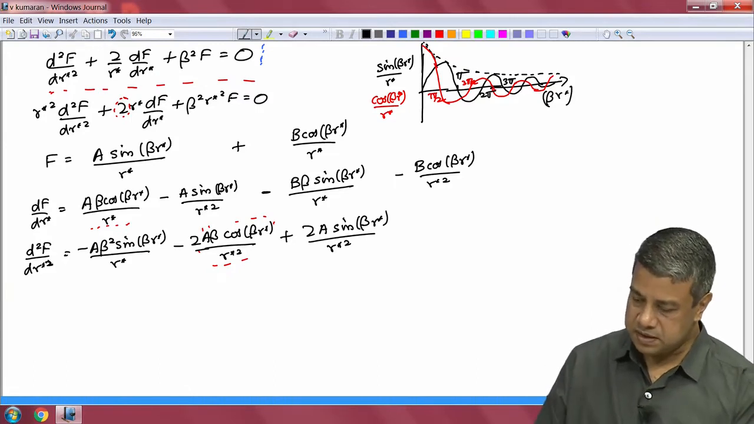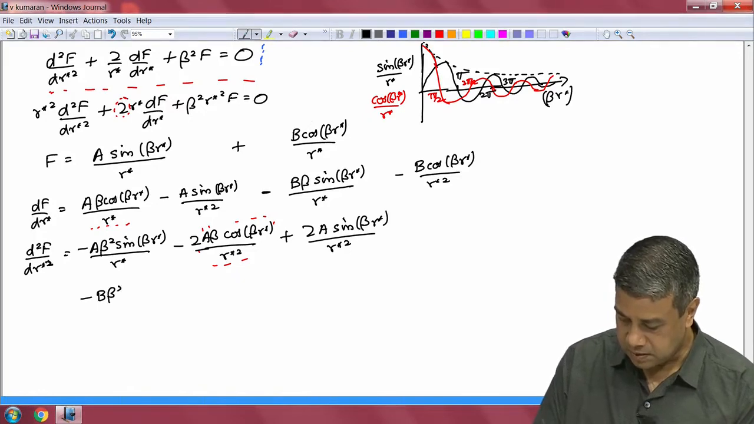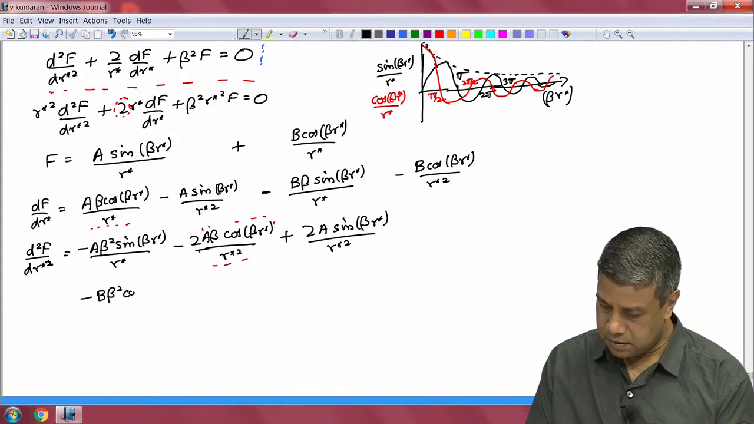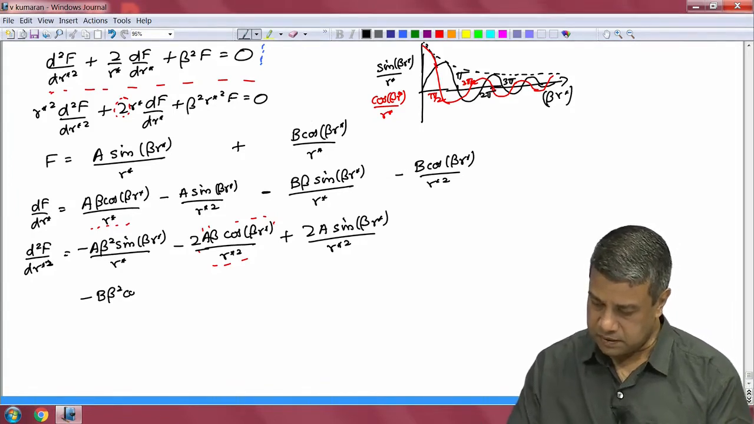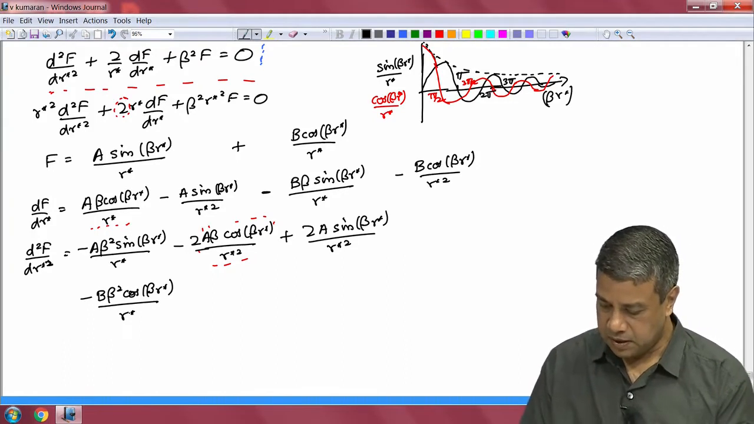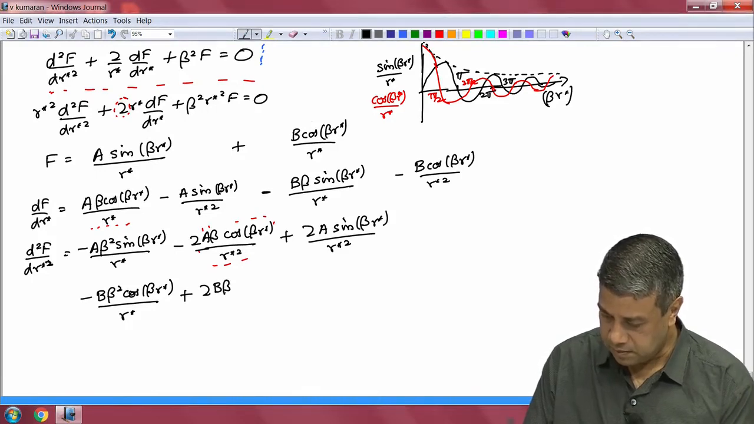Now, I have to differentiate the second term here, and I use the same procedure. So, I will get minus b beta square cos of beta r by r star. Then I differentiate the denominator, and I will get plus 2 b beta sine of beta r star by r star square.